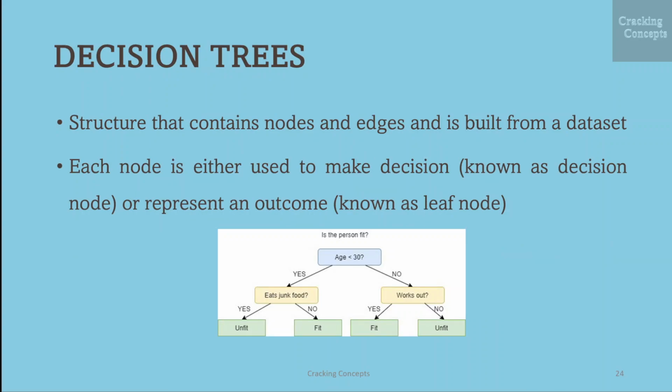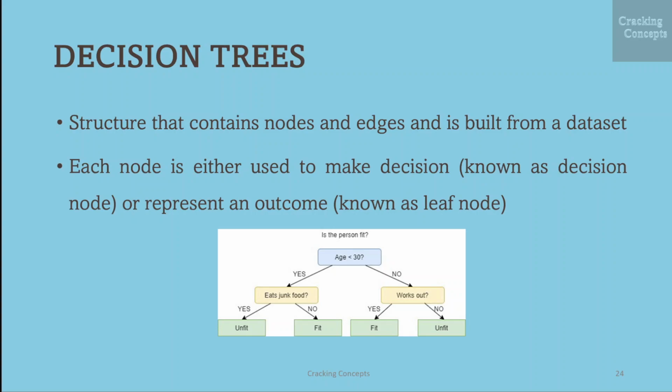Now we look into decision trees. In simple words, a decision tree is a structure that contains nodes, which are rectangular boxes, and edges, which are arrows, and is built from a data set, that is a table of columns representing features or attributes and rows corresponding to records. Each node is either used to make a decision, which is known as a decision node, or to represent an outcome, which is known as a leaf node.